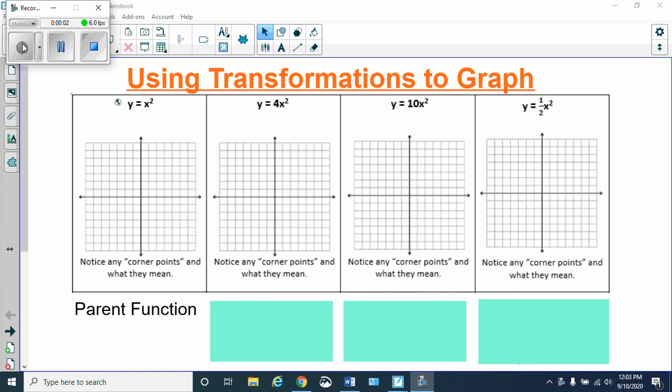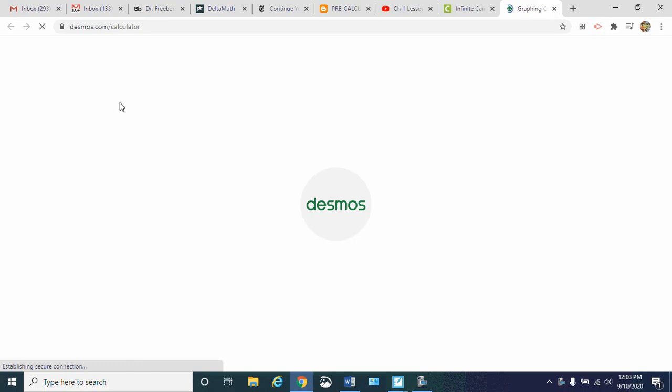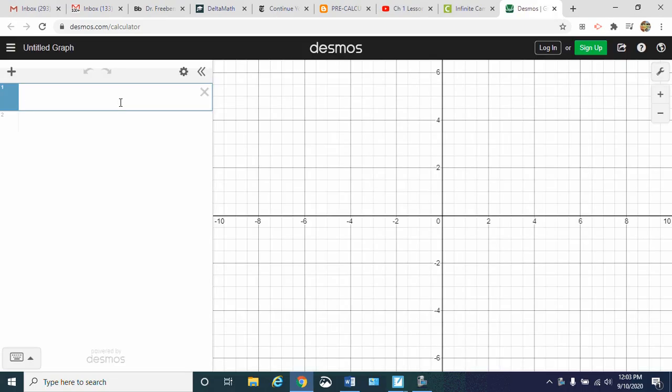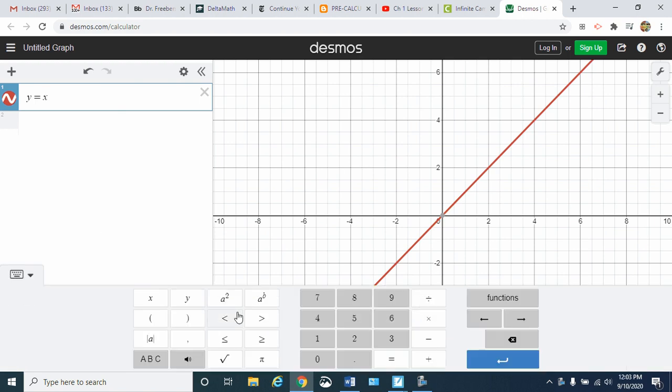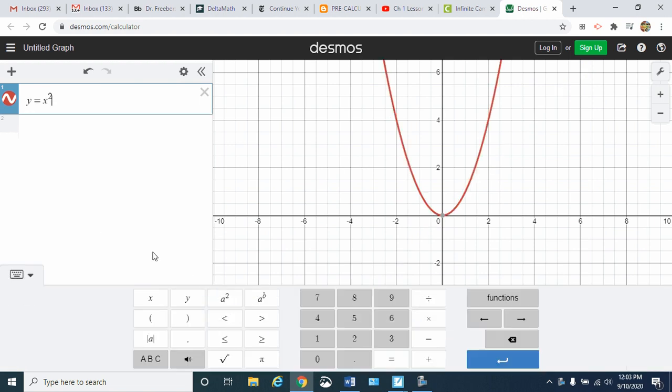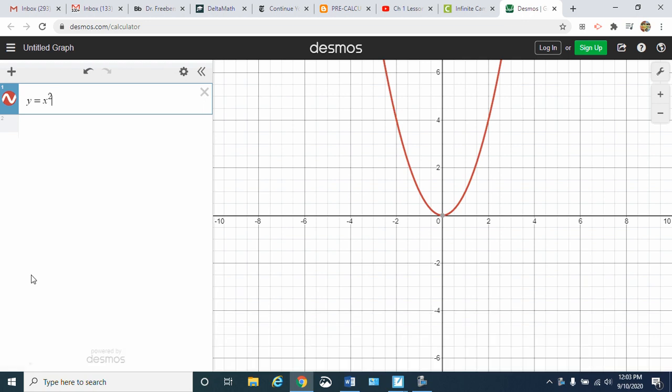Hi everyone. Today we're going to look at using transformations to graph. I'm going to use Desmos here and make sure that we see some patterns that are going on with what we call our parent function. One of our parent functions is a quadratic, so y equals x squared. Let's bring that up. All right, let's look at it before we start doing some transformations with it.